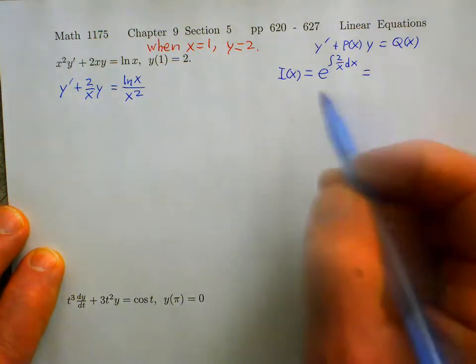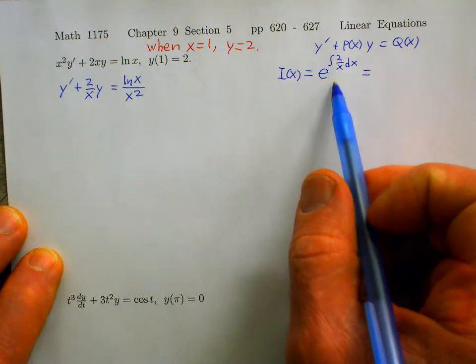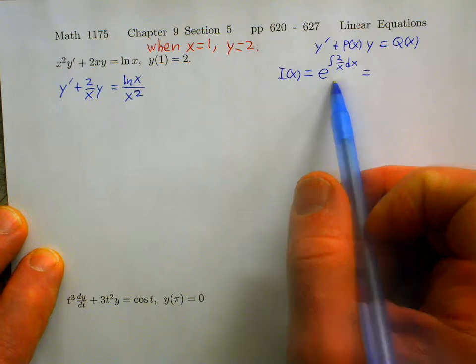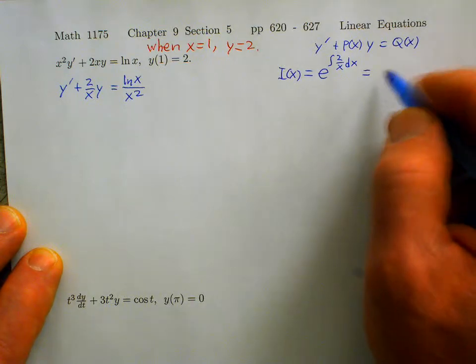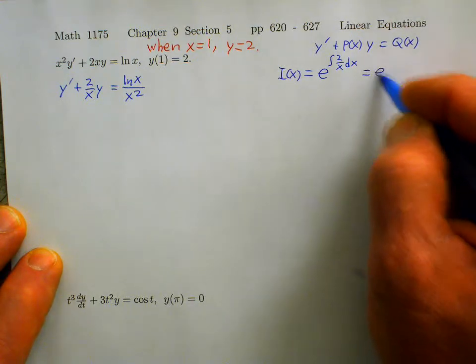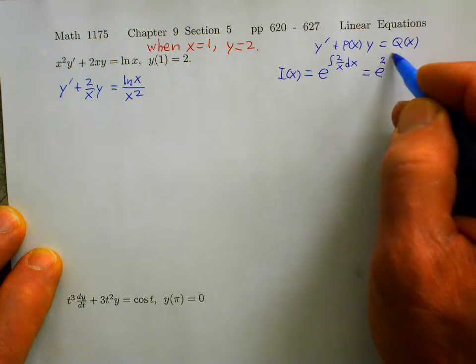So let's use the properties of, well, I'm getting ahead of myself. First, let's write it as e to the 2 times the integral of 1/x dx.